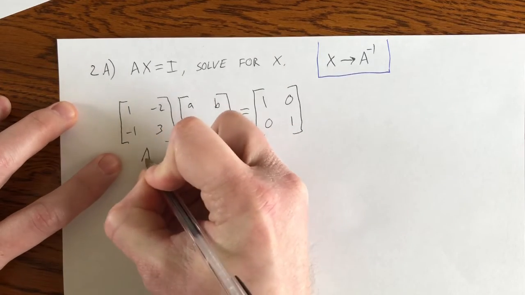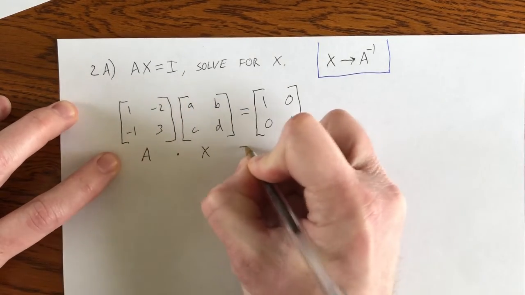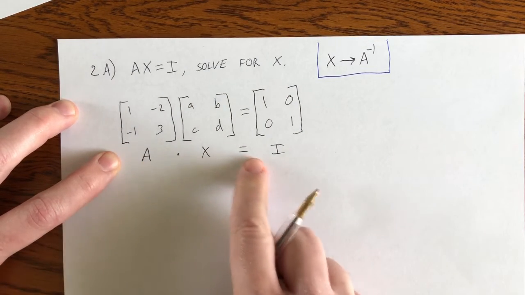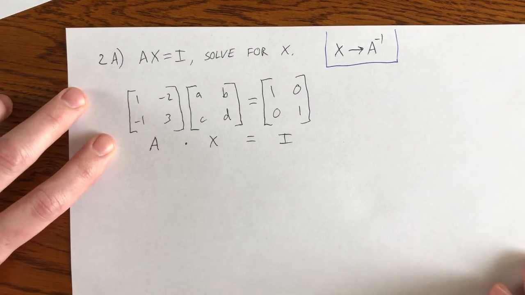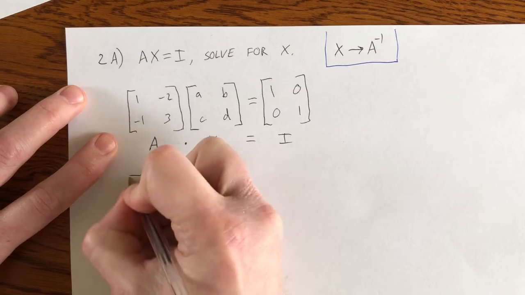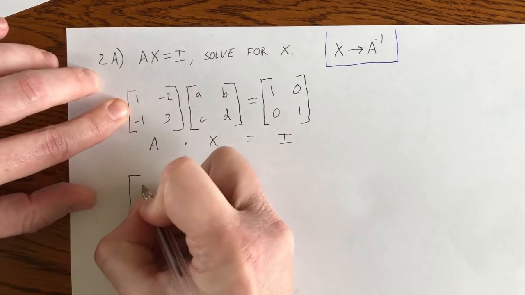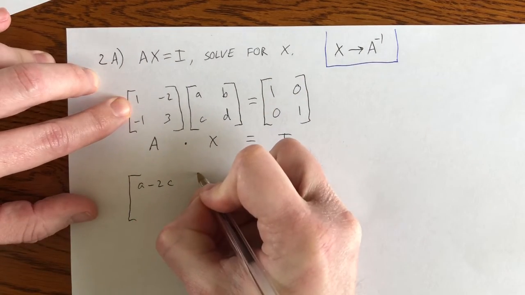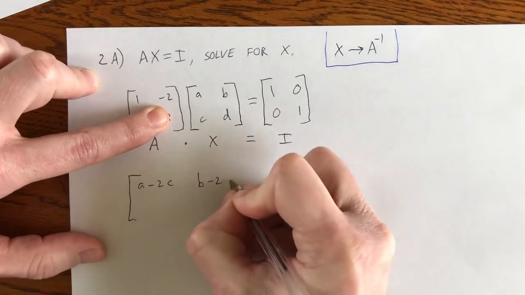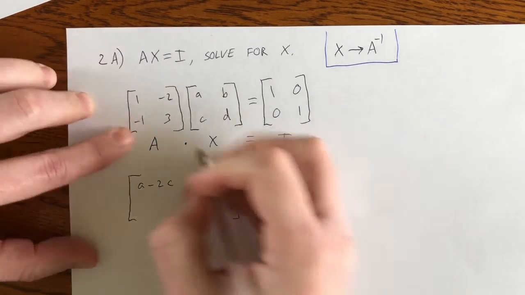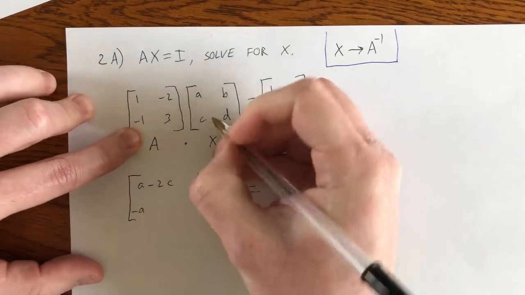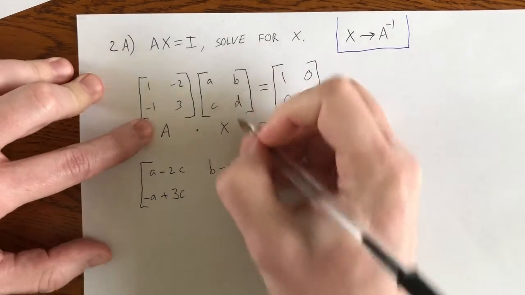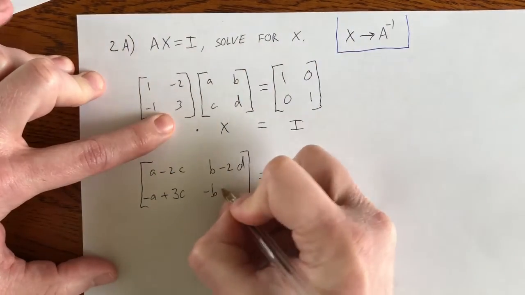So again, this is just one way to find the inverse of this square matrix A. This is A, this is X. If this is the inverse of matrix A, the product here has to be equal to the identity matrix. All right, so let's go ahead and work this out. Let's multiply here again. So we get A minus 2C. Then we get B minus 2D. And then we get negative A plus 3C. And then we get negative B plus 3D.